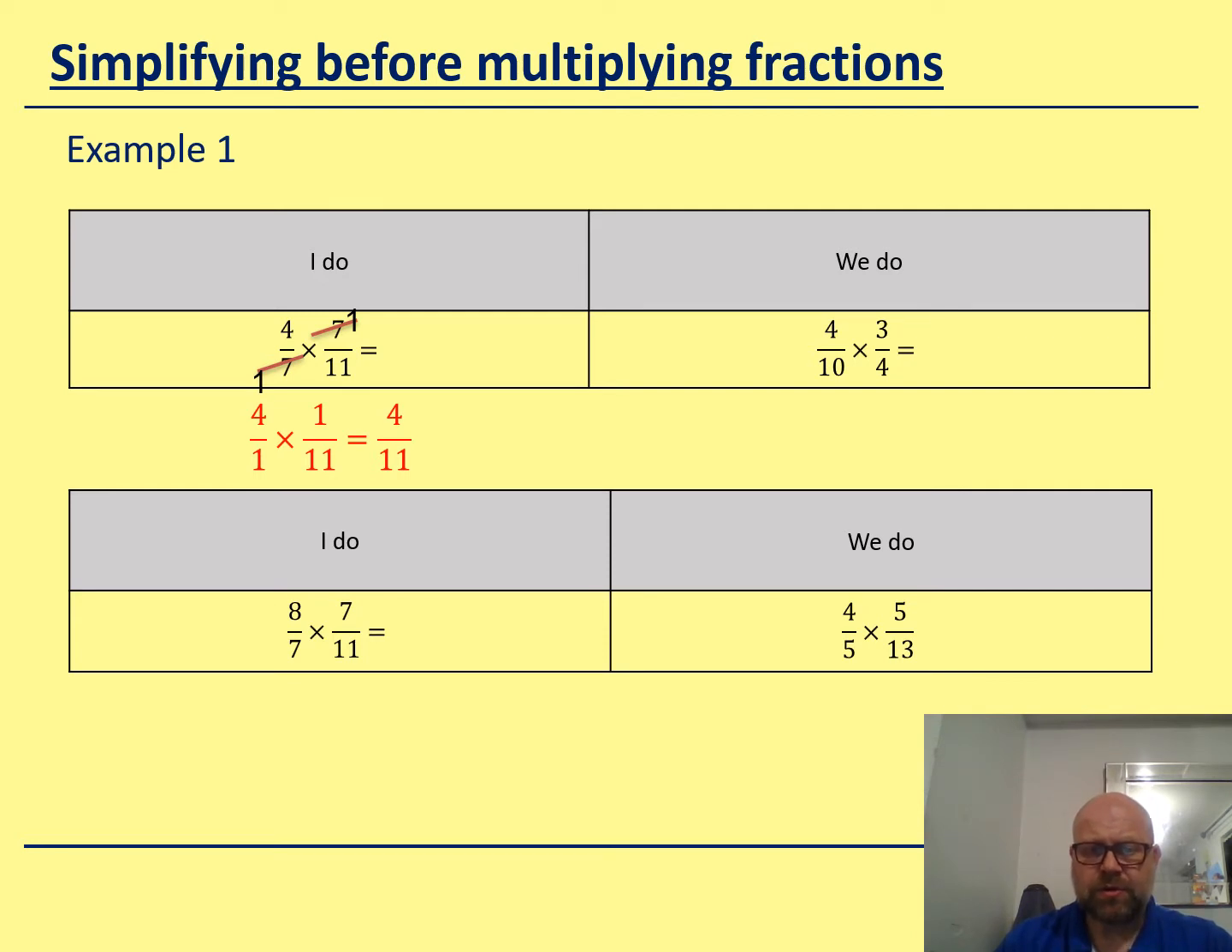Okay, I'm not going to use the crossing out lines on the second one, but you can see there's a 7 and a 7, so those two will cancel out. So that becomes 8/1 times 1/11 is 8/11. So it's your turn now to do these two we do's. So pause the video, try the two, and then I will show you the answers.